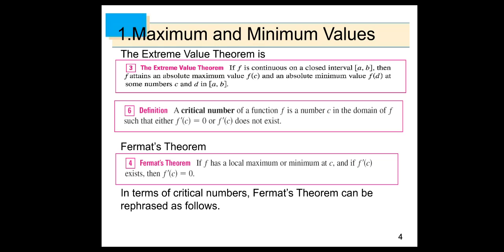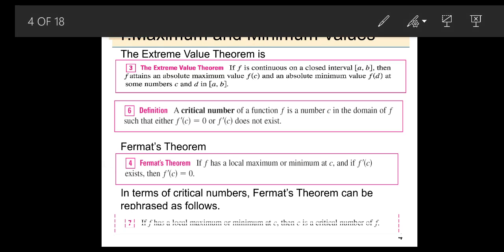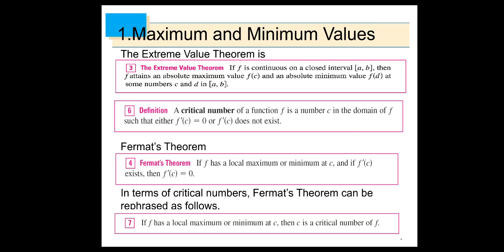In terms of critical numbers, Fermat's theorem can be rephrased as follows. If f has a local maximum or minimum at c, then c is a critical number of the function. That is a very simple definition for a critical number. If f has a local maximum or minimum at c, then c is a critical number of f.